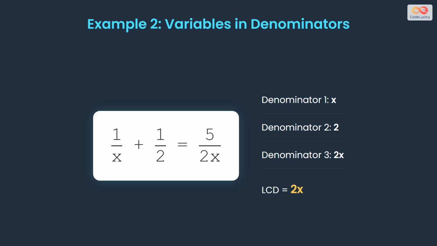Let's try a harder one with variables in the denominator. We have 1 over x plus 1/2 equals 5 over 2x. The denominators are x, 2, and 2x. To cover all these bases, our LCD must be 2x.